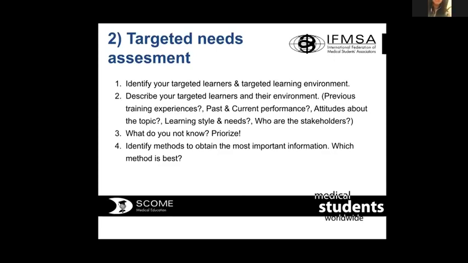The next step is setting goals and objectives. After identifying the problem and after performing a targeted need assessment, I set my goals and objectives. How can I set my goals and objectives? First of all, I have to communicate what this curriculum addresses. For example, let's say we want to set goals and objectives for emergency medicine. What does this curriculum address? It addresses emergency states, different states where I need to take emergency action, a rapid, quick action.